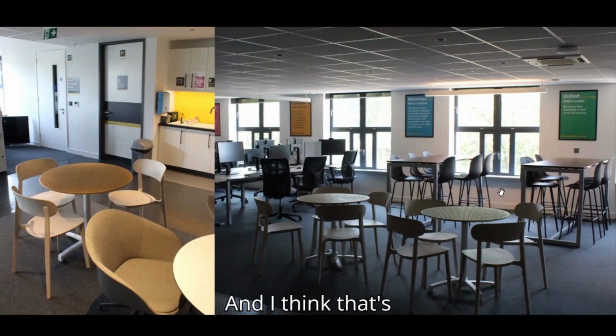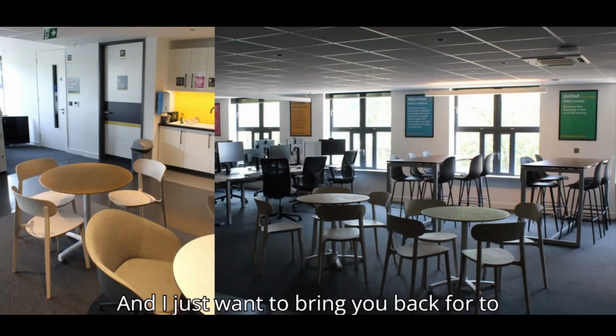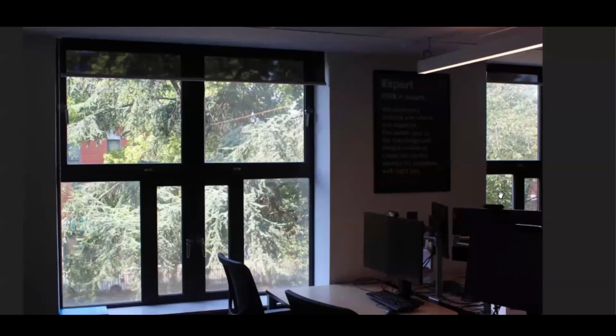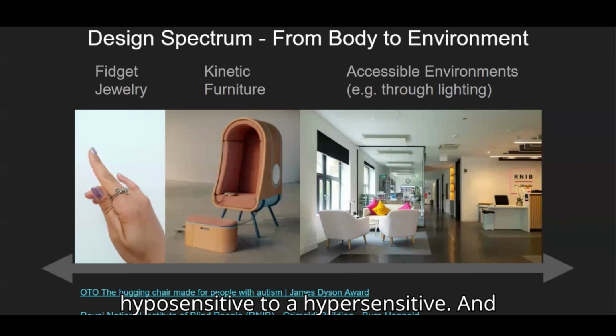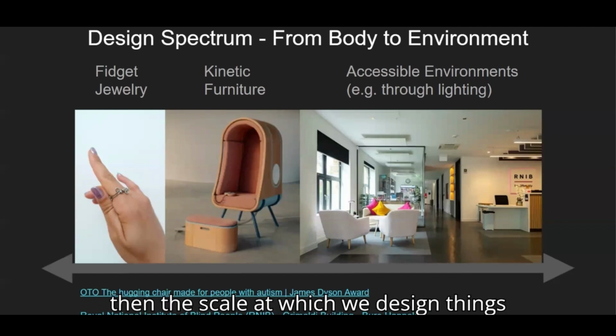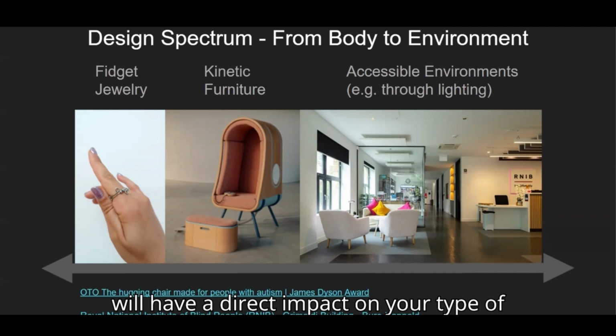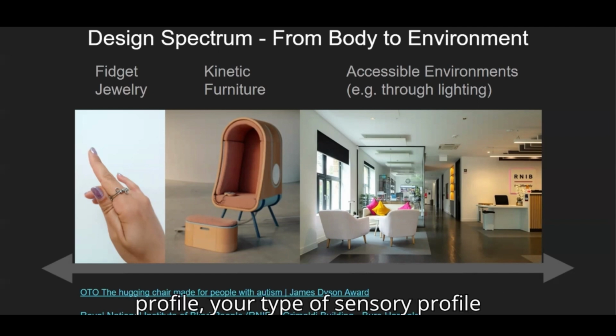And I think that's it for today's session. And I just want to bring you back to this diagram and really think about, it goes from a hyposensitive to a hypersensitive, and then the scale at which we design things will have a direct impact on your type of profile, your type of sensory profile, and how that differs throughout the day. So basically, what we're doing is just starting to come up with a way to design and co-inhabit spaces.